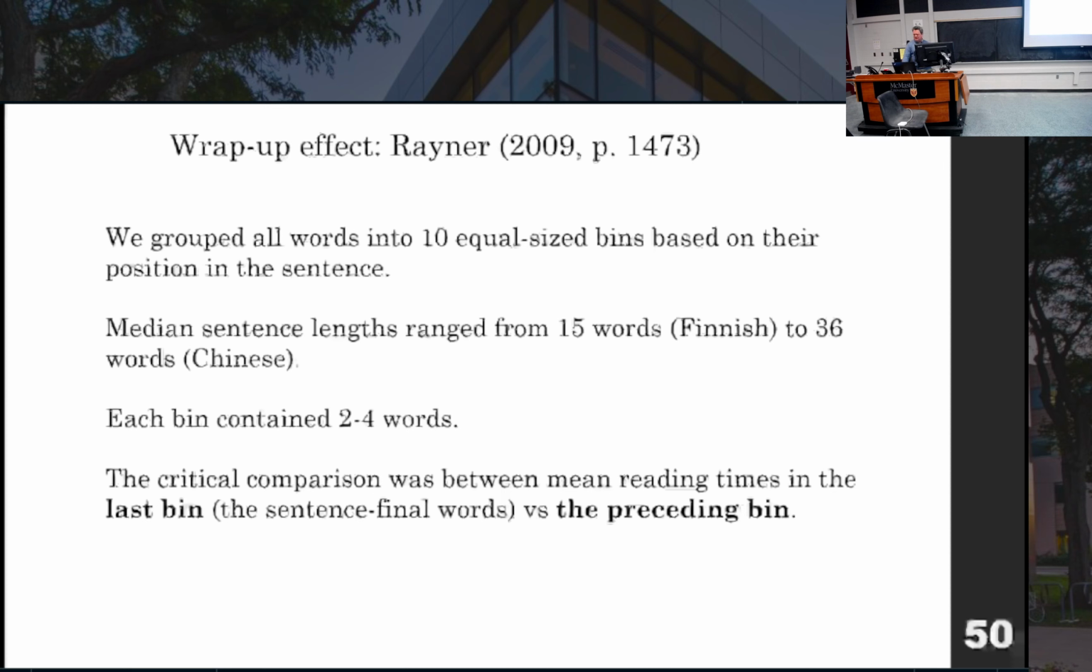We can talk about the morphology and the syntax of it, but I think it's intuitive why it works like that. So in each bin, we had 2 to 4 words, and the most interesting comparison for our purposes is what happens in the last bin. That's where the wrap-up effect should be happening, compared to the preceding one, where we should not see the semantic integration or any pause. Sentence processing is still in course in the penultimate bin.